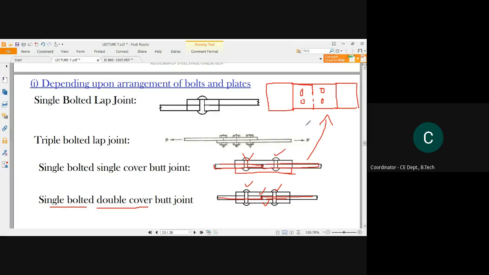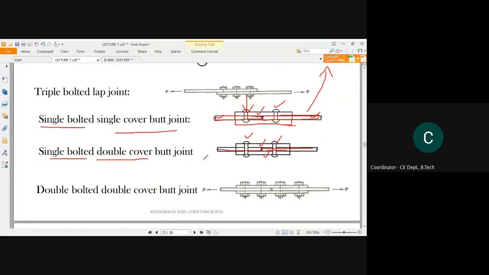The top one is only to cover this member. The main purpose of the cover plate is not to transmit the load. So the load transmission will majorly be taken by the butt joint. So we have to concentrate on how many series of bolts have been taken for each individual plate. From this we can designate this as single bolted single cover and single bolted double cover butt joint.